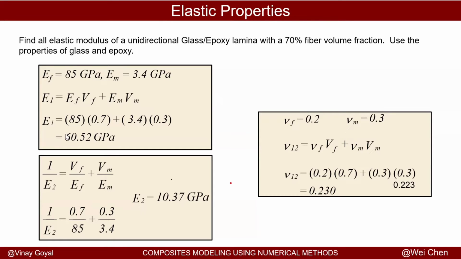The same thing we can do for the fiber volume fraction, for the fibers and the matrix. I can use that information to estimate the modulus in the two direction. Very similarly, again, I can get the Poisson ratio as well, and you can see the calculations here.